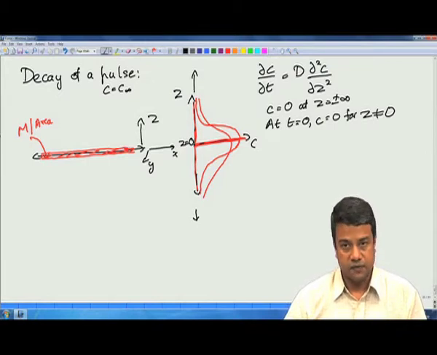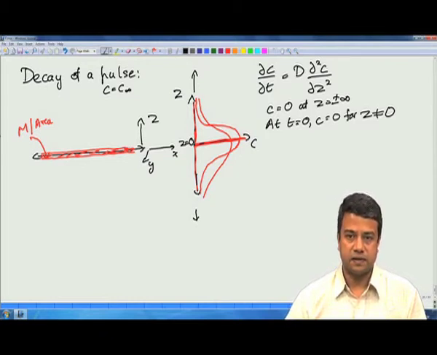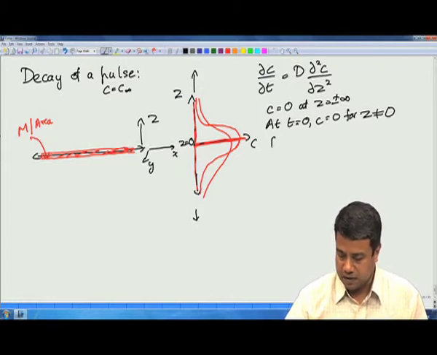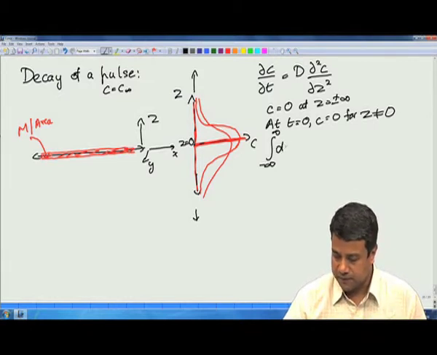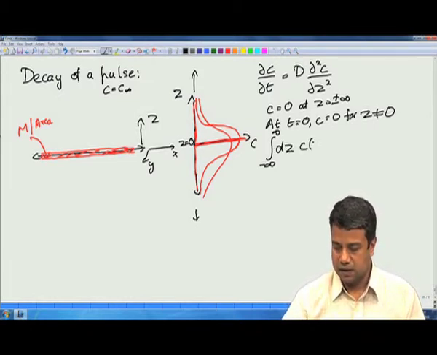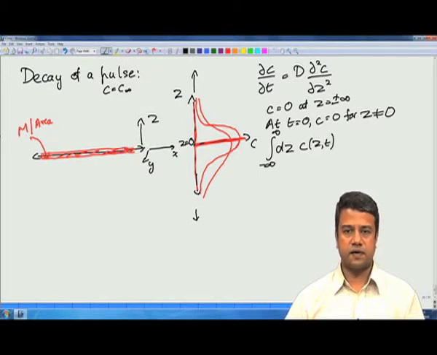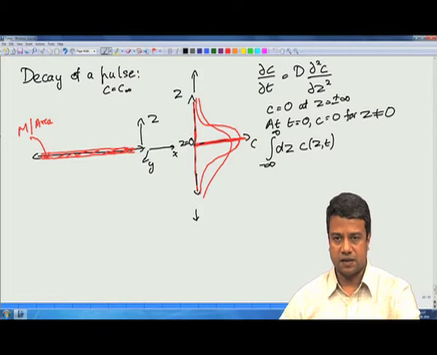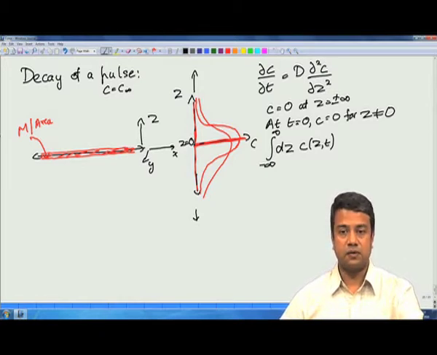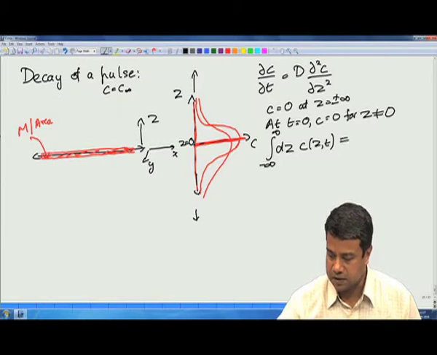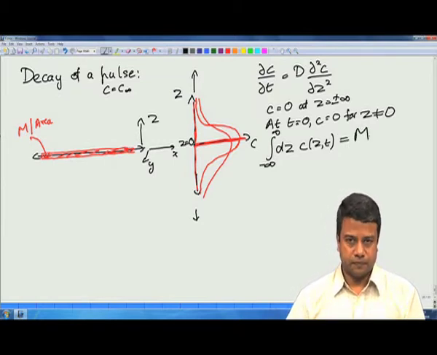However, we also have an integral condition. The total mass has to be conserved. That is, if I take the integral from minus infinity to infinity, dz times C at any z and t, at any instant of time, I integrate the concentration over the entire z axis. This has to be equal to the total mass put in per unit area initially, which is equal to m. Okay, so those are the three conditions that I have.